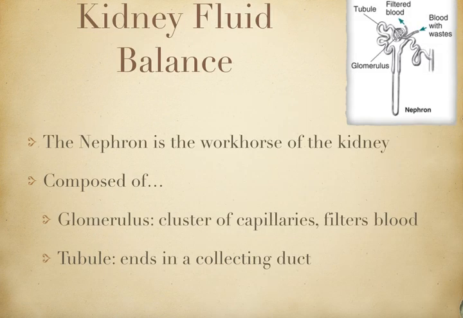All right, then to add another layer, we've got the kidneys and fluid balance. Our kidneys' workhorse is the nephron, and the nephron is composed of the glomerulus and the tubule. Nephrons filter about 125 milliliters of blood every minute, or 180 liters per day, and this is what's measured by the GFR.